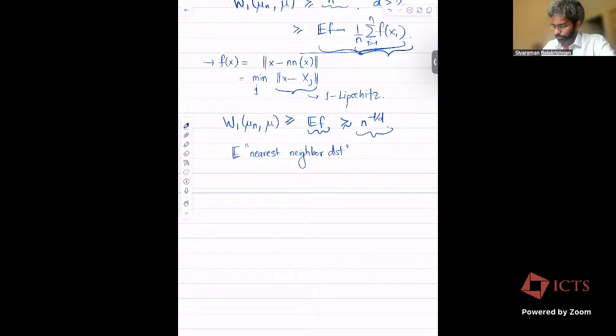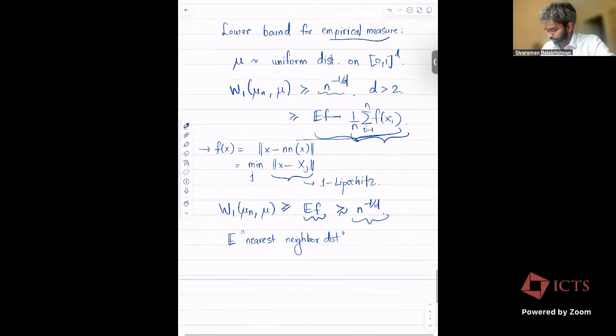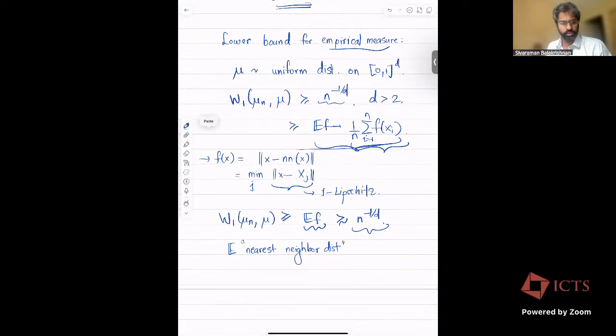Okay, let me pause here and see if people have questions. So this is just saying that the bound we proved for the empirical measure is relatively tight. At least in the case where d is bigger than 2, you can see that it's quite tight.